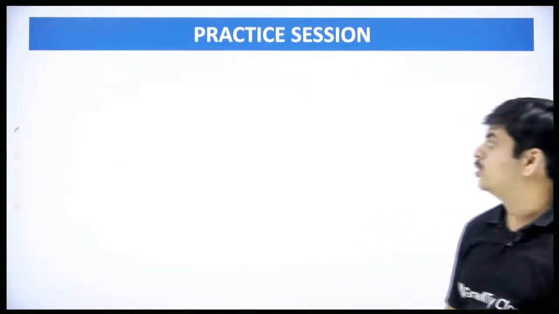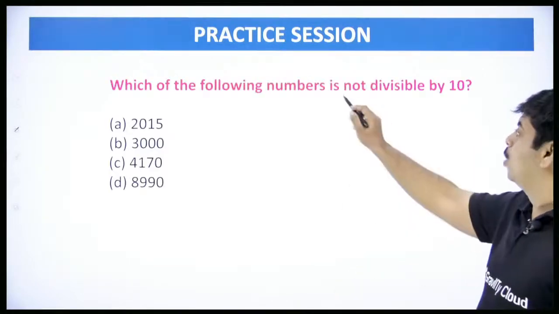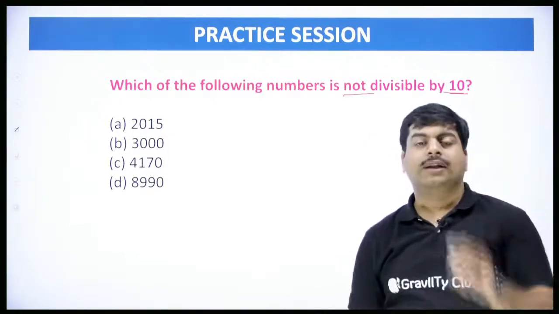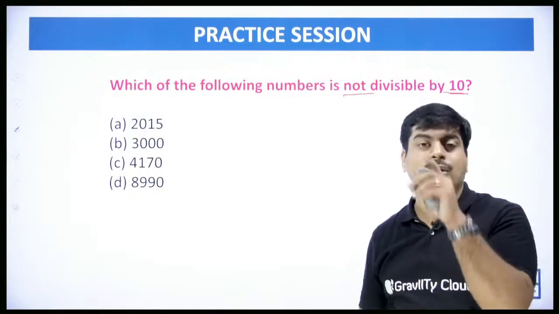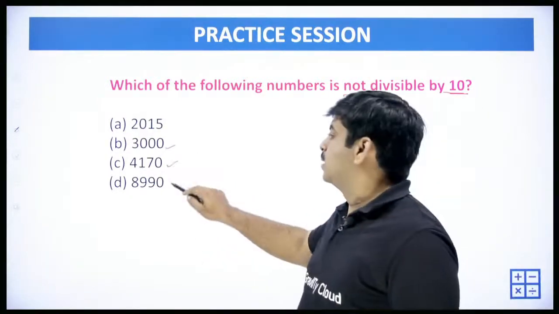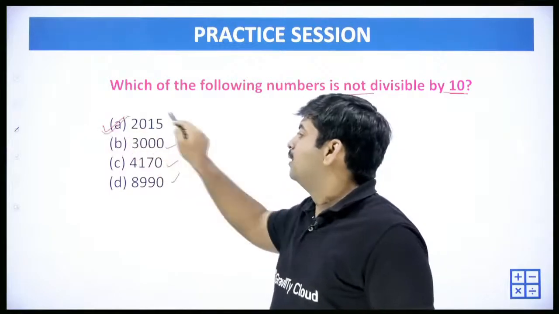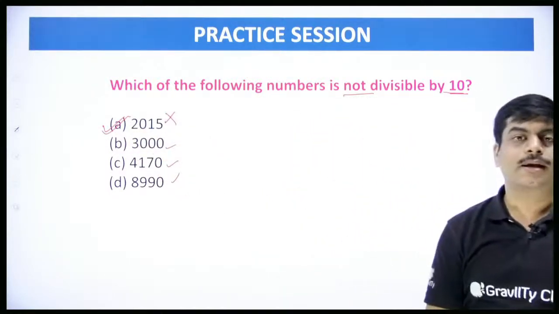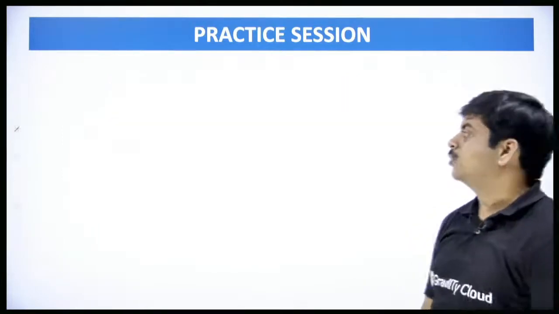Right. The next question. Which of the following numbers is not divisible by 10? It's very simple. For 10, the last digit or the units digit should be 0. It is 0, it is 0, it is 0, it is 5. So the option is A. This is not divisible by 10. Correct. Let's move to the next question.